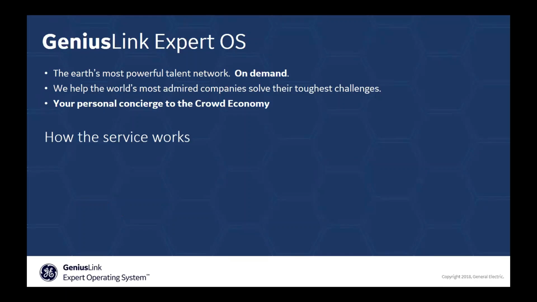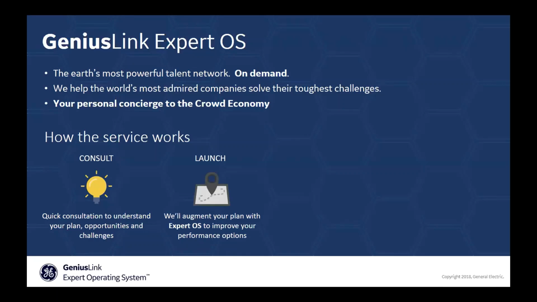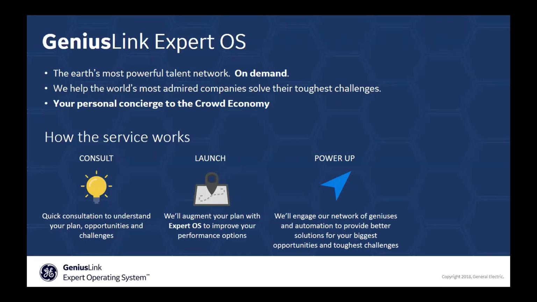How it works: you literally send an email or give one of the team a call. There can be a real quick consultation to understand your plan, opportunities and challenges. Then we'll launch for you and we'll augment your path with the services and the benefits around GeniusLink. We'll find people to help you. We'll find services to help you and improve your performance. And then we plug the whole crowd in. So we'll engage our network of geniuses and providers, and effectively this is going to be giving you a solution for your toughest challenges. The end result really is a delivery on what you need to achieve.